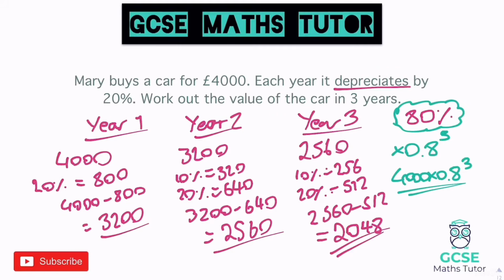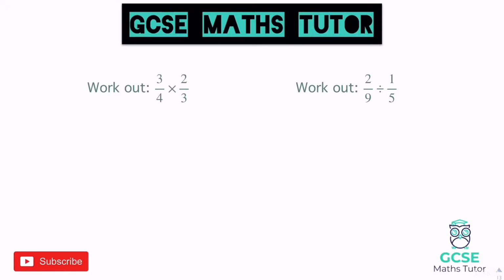And let's test that out. 4,000 times 0.8 to the power of 3, and we get 2,048. So that's depreciation. Okay, moving on to fractions, multiplying and dividing fractions.